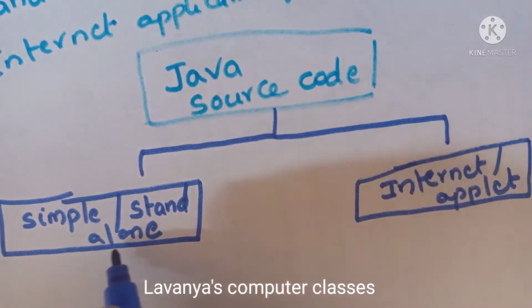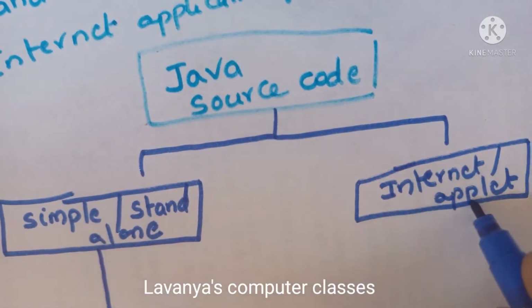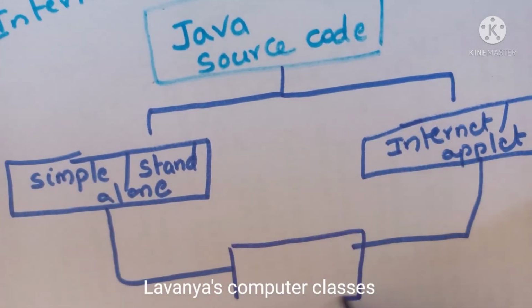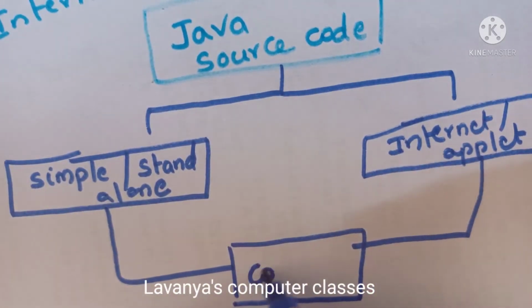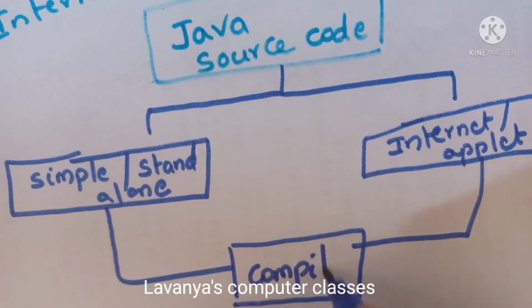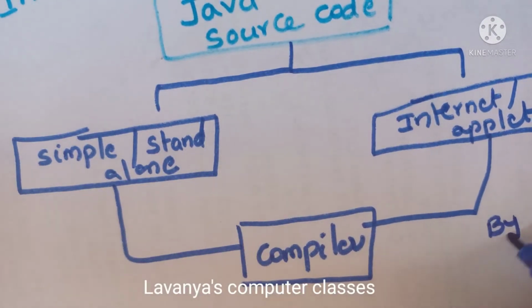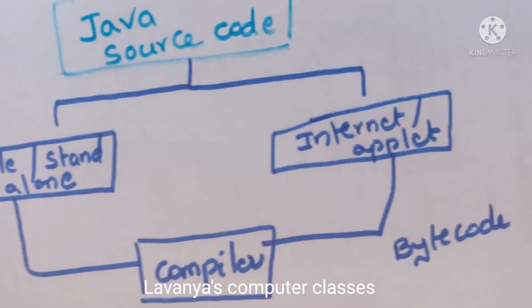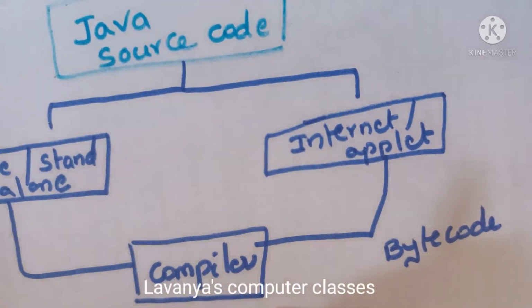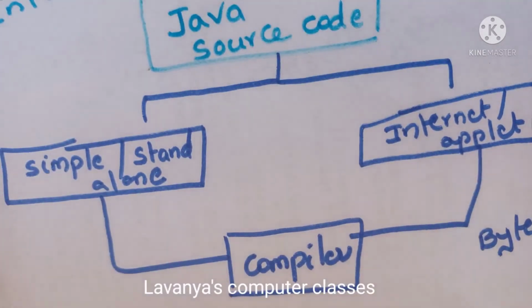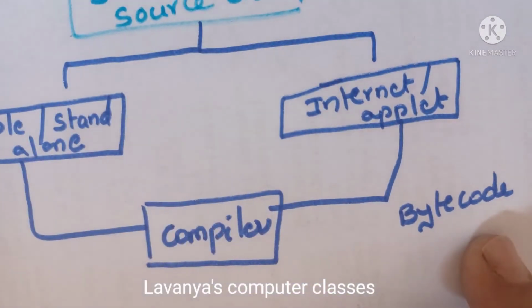Now, whatever the program is, either a simple program or an internet program, we have to compile the program. For compiling, we require a compiler. After the compiler, it is converted into bytecode. This is the special feature of Java. After compiling the program, either a simple program or an internet program, it is converted into bytecode.